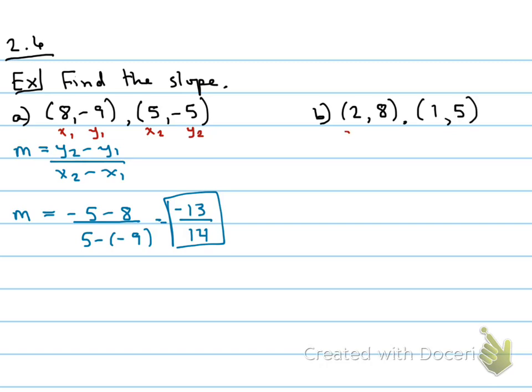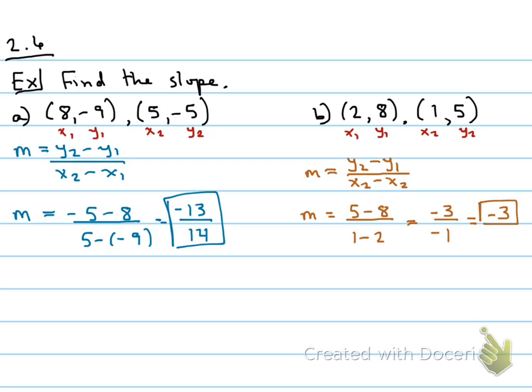We have 2, 8 and 1, 5. We go ahead and label those x1, y1, and x2, y2. And now we're just going to plug those into our formula. That's going to give us 5 minus 8 over 1 minus 2. 5 minus 8 gives us negative 3 over negative 1. Negative 3 divided by negative 1 is actually positive 3, isn't it? So let's go ahead and fix that mistake. There we go, so it's positive 3 for that answer.